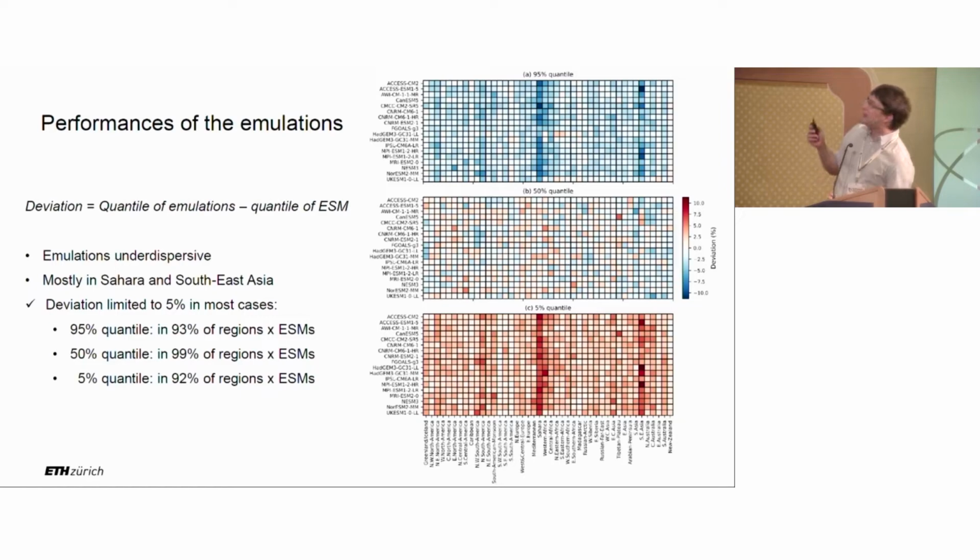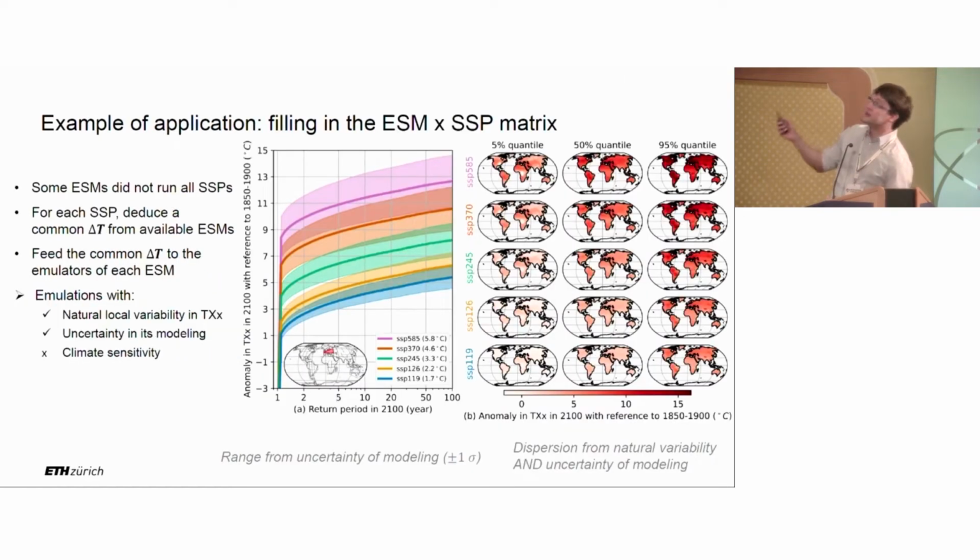Then, an example of what we are doing: not all Earth system models run all the SSPs from ScenarioMIP. So we simply take the ones that have been run, and we deduce a global temperature pathway that we feed through all the emulators for each ESM that we have. Then we aggregate everything, which means that we have natural local variability plus the uncertainty in the modeling. Pulling everything together gives the maps that I have on the right for each SSP.